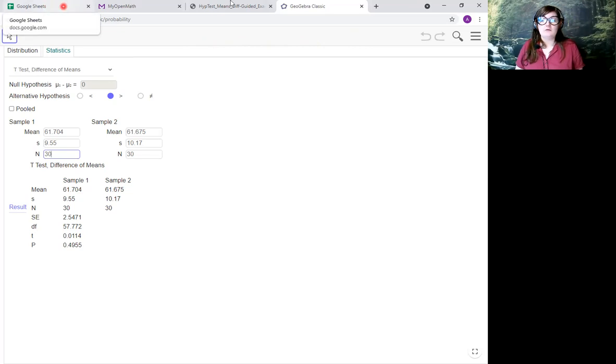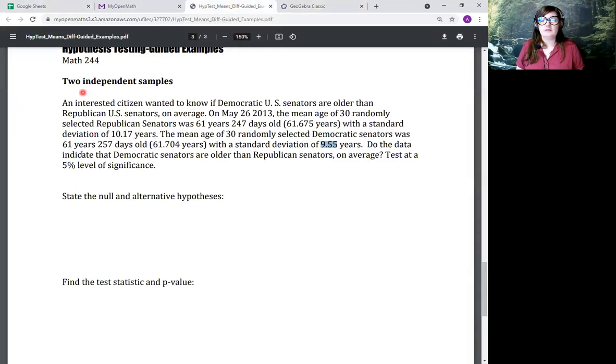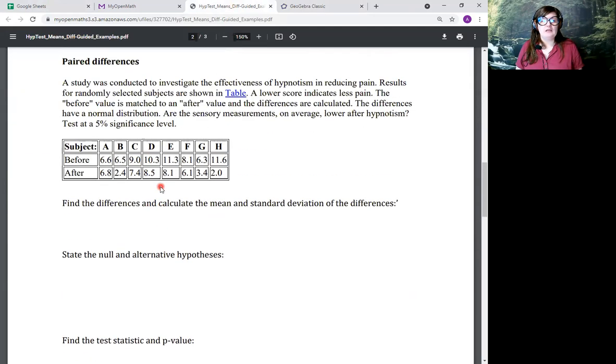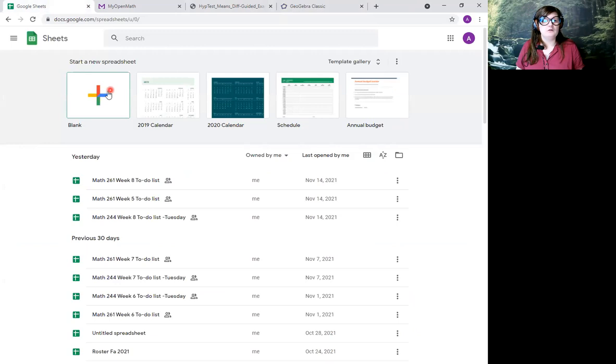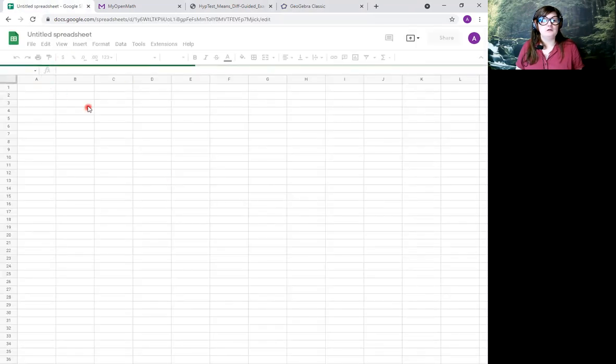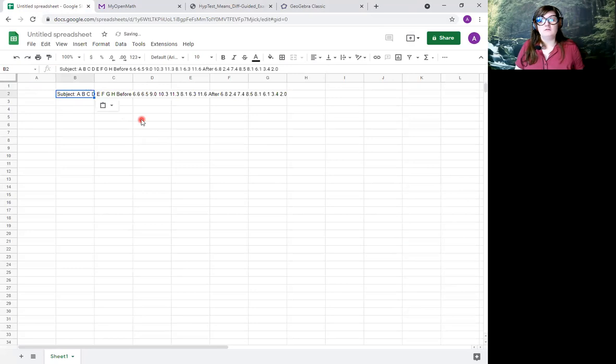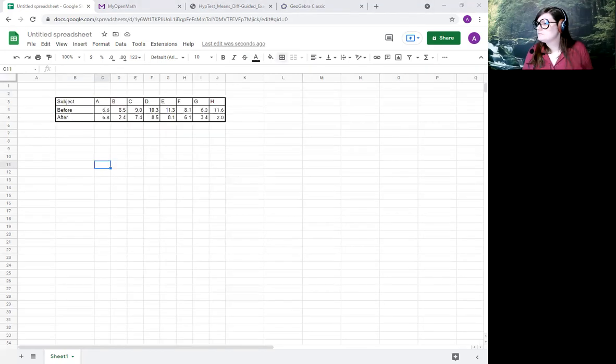Let's see. The last thing I want to do is, so that was our 2 independent samples. We are going to do a difference of paired means. So let's go ahead and copy this over into a fun blank. So, hold on, let's pause this video. Okay, so I just went ahead and I cleaned up the data and got it looking nice again. So we've got subjects A through H, and we have a before and an after.